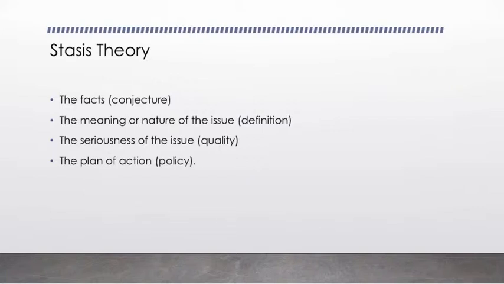So stasis theory looks at 4 aspects of a conversation or a debate or an argument. It looks at the facts. Do we agree on the facts of the matter? It looks at the definitions. Do we agree or disagree on the meanings of words and terms and ideas and situations? It looks at the quality of an issue, the seriousness of things that occurred. And it looks at plans of action, things that we can do to help us move forward or change or create solutions to issues that we may be having. So you can work your way down through this.